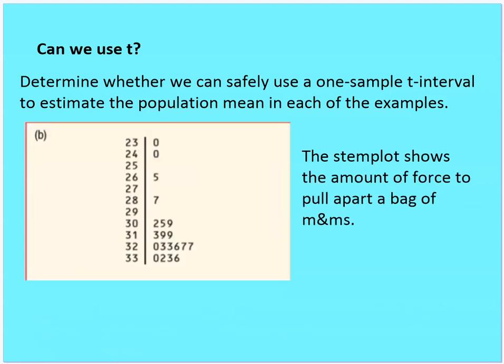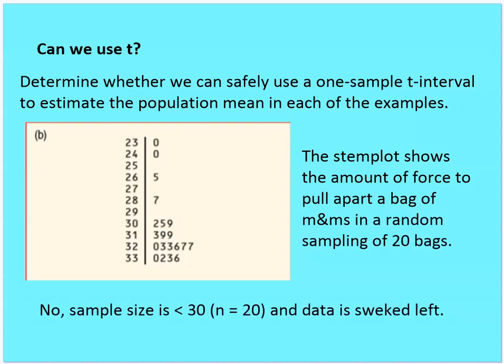All right, second one: can we determine whether we can safely use a one sample t interval to estimate the population mean in each of these examples? The stem plot shows the amount of force to pull apart a bag of M&Ms. You can pause here to figure this out. In this case, we have a sample size of 20 and the data is skewed left. So we're going to be cautious, or we're not going to use it.